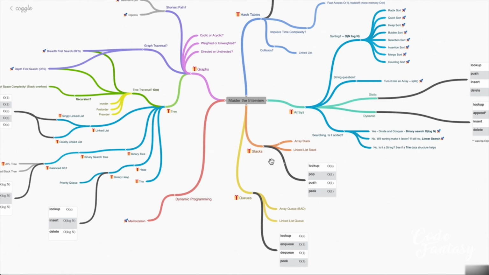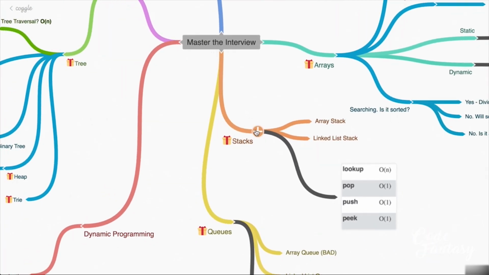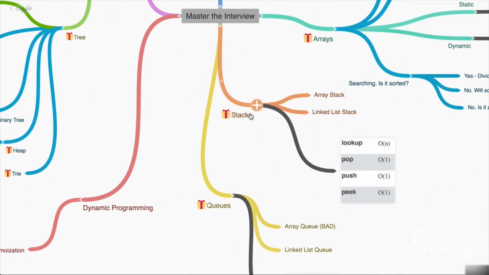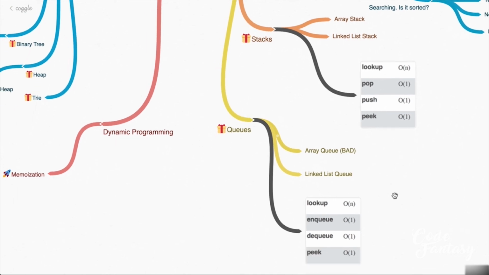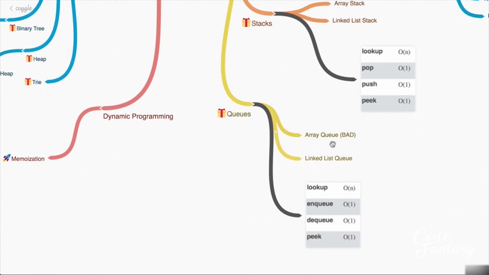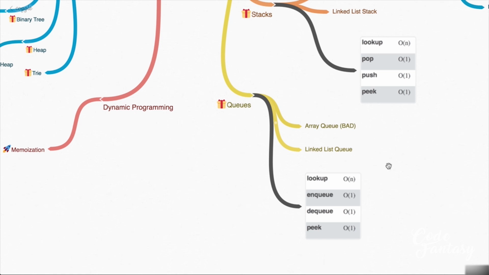We've continued to expand our mind map of data structures. So we completed our stacks. We learned how to create stacks with arrays and linked lists. We've learned about their big O notation. And we also talked about queues and how we wouldn't really want to use an array for a queue, a very common interview question. We learned how to use a linked list to create a queue. And also we learned about the big O implications, which is very similar to stacks.